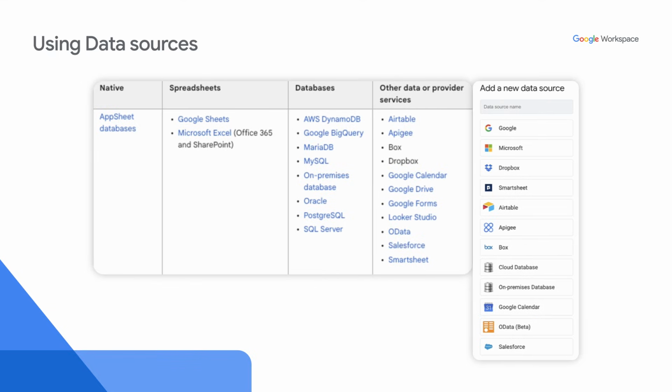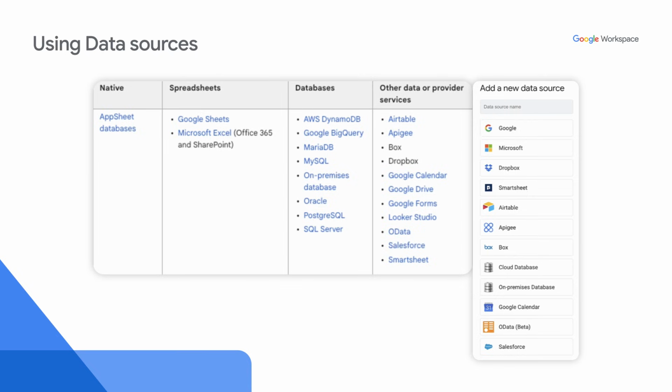AppSheet supports various types of data sources. They can be grouped into 4 categories. First, native AppSheet database. An AppSheet database is a first-party, native data source for organizing and managing data powering AppSheet apps. It provides an easy and efficient way to build data models for any AppSheet app without needing to use an external data source or databases.